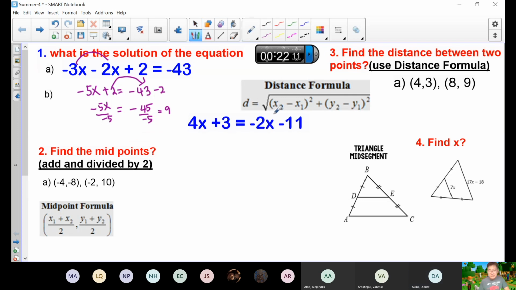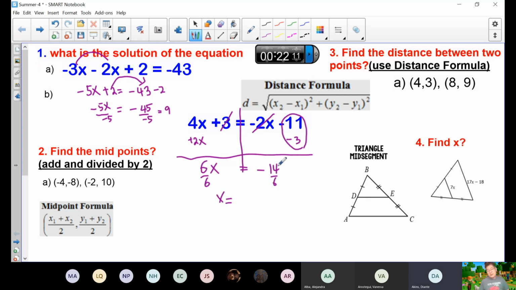The next one is the same thing. You cross out, change the sign, cross out, change the sign. This part is 6x, this part is -14, so divide by 6. You can simplify, since this is all divisible by 2. So -7 over 3. That's number 1. Let's go to number 2.